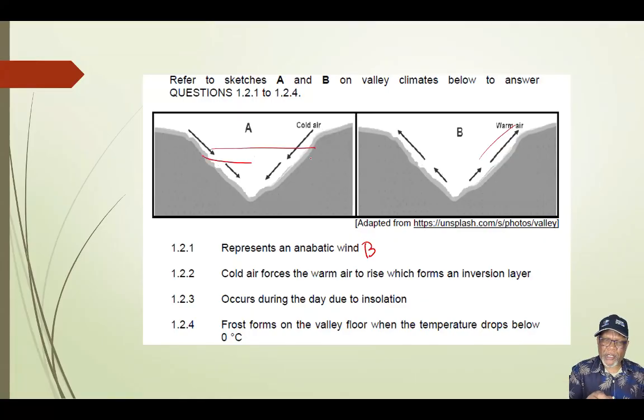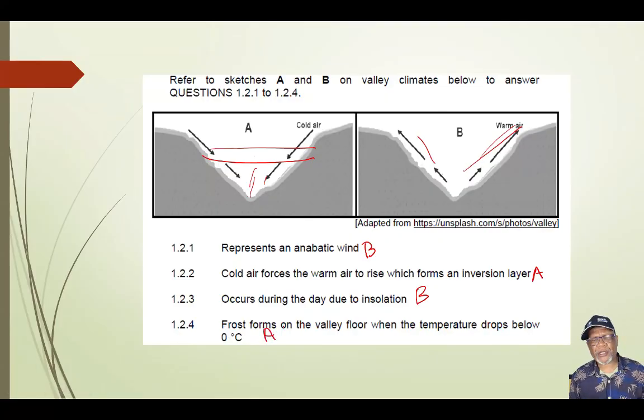The inversion layer is going to be formed here when this cold air that comes here forces the warm air to rise, which is going to be at A. Occurs during the day due to insolation. This is what occurs, which is B. Frost forms on the valley floor when the temperature drops below freezing point, which is at A.